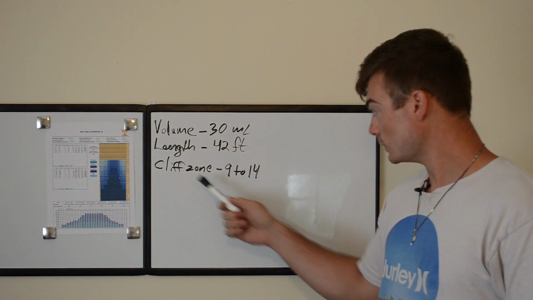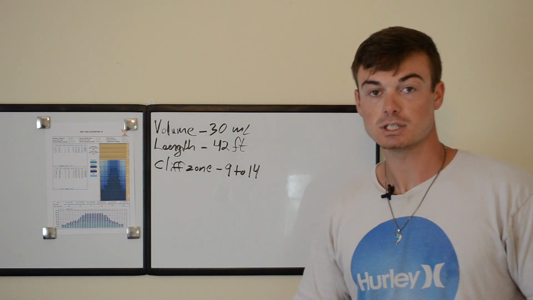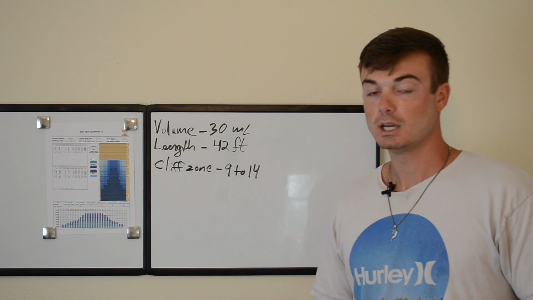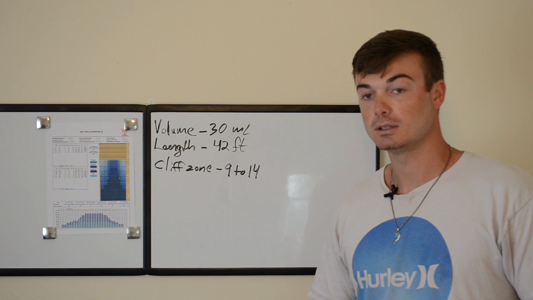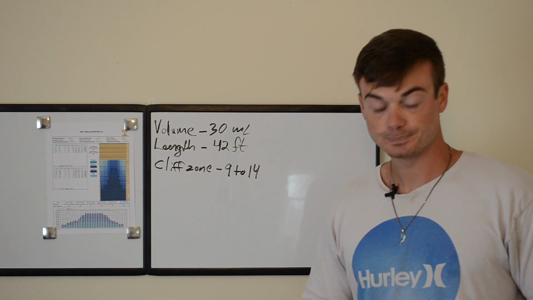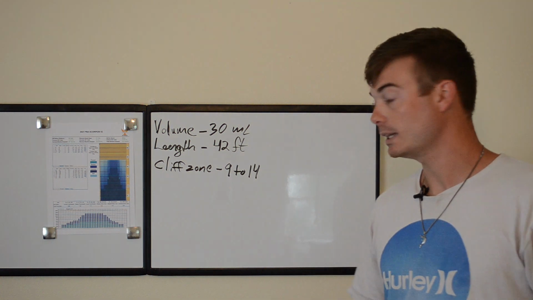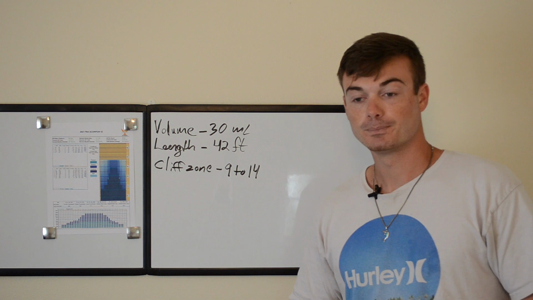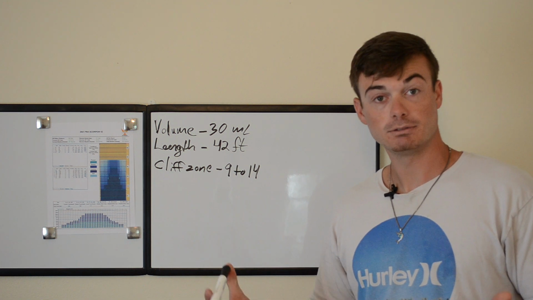So length, that's 42 feet. How do you figure out your break point? By just having that number. You can always do the Kegel, subtract 31 from that, and you will get your break point of 11. So that's a good way to do it too. But I like to look at the lane graph as well to see what kind of cliff zone we're working with.